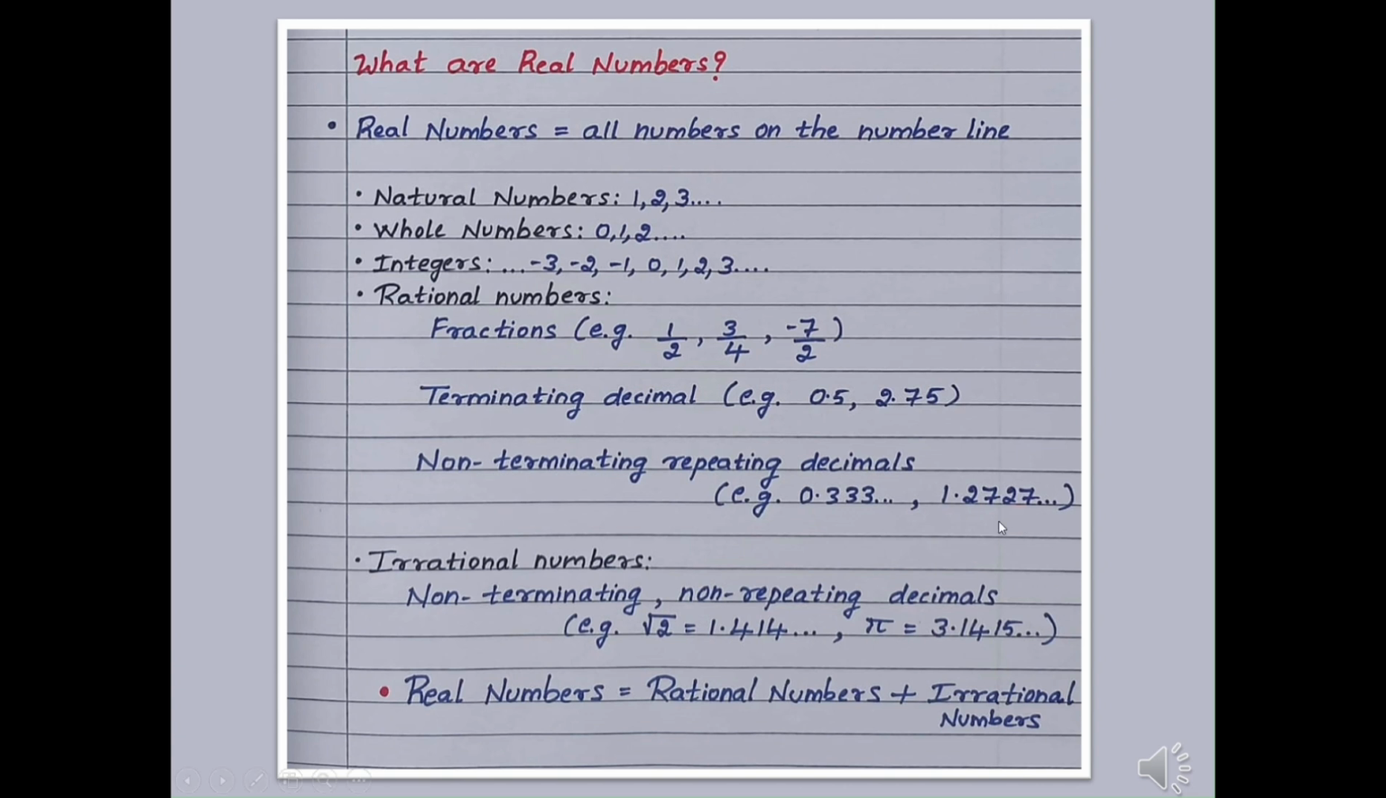but repeating decimals. On the other hand, irrational numbers are non-terminating, non-repeating decimals, which cannot be written in the form of p by q. Examples are root 2 and pi. So, we can conclude that real numbers are the combination of rational numbers and irrational numbers.